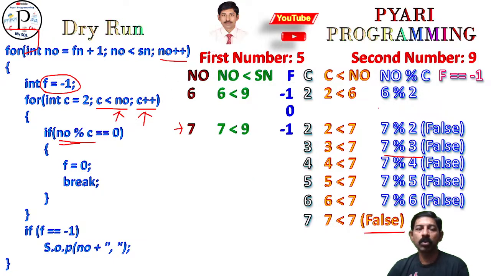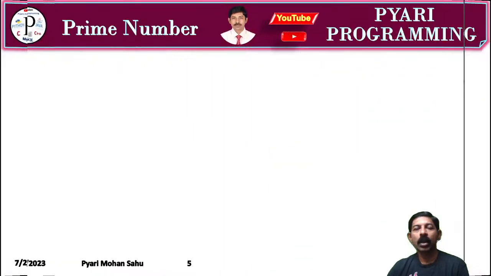Before that, I will check F is equal to -1. It is true because F value is not changed. It is a prime number. So that's why my output will be 7. Next time, it will increase NO. NO becomes 8. Now, 8 is not a prime number. Like this, 9. 9 is not a prime number. It is in between, so that's why it will stop.